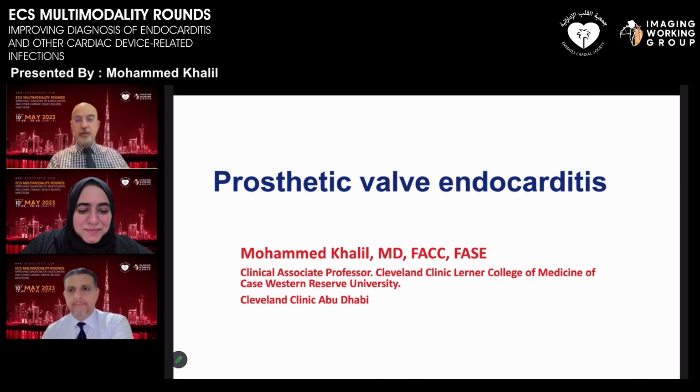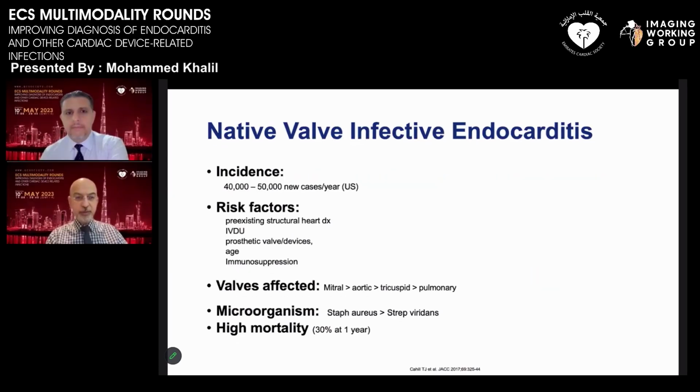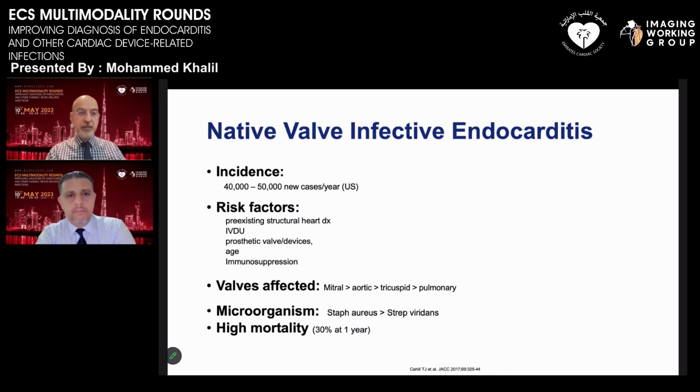Perfect. So we're going to go first over a quick introduction on native valve infective endocarditis. Then we'll talk about prosthetic valve endocarditis in particular. It's a very common disease, as you know. It's affecting approximately 50,000 new cases every year in the US, with predilection for patients with pre-existing structural heart disease, prosthetic valves, devices, IVDU, older population, and immunosuppressed.